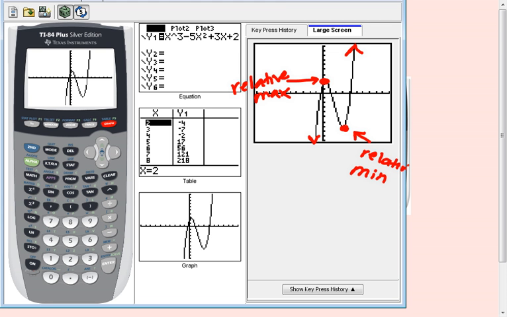Are you guys okay? Do we need to talk any more about this? You know how to use your calculators? Find the maxes, the mins, the zeros. You know the difference between a max and a relative max? Okay. All right. Relative max is where it changes directions. And then, so let me draw this. What if your graph, I'm just going to draw this right here. What if your graph looked like this?